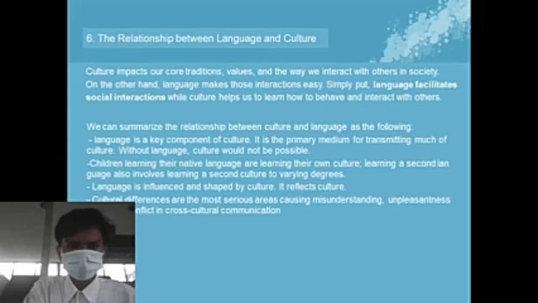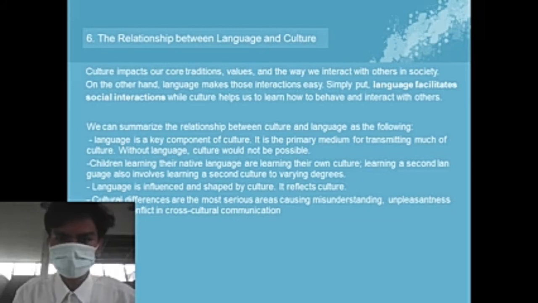Okay, last material. Number 6. The relationship between language and culture. Culture impacts our core traditions, values, and the way we interact with others in society. On the other hand, language makes those interactions easy. Simply put, language facilitates social interaction, while culture helps us to learn how to behave and interact with others. We can summarize the relationship between culture and language as the following. Okay. Language is a key component of culture. It is the primary medium for transmitting much of culture. Without language, culture will not be possible.